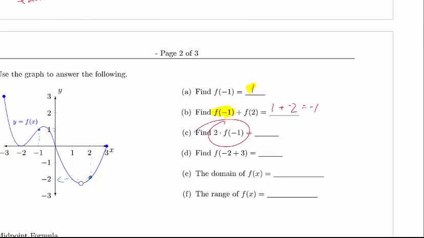Now what about 2 times f of -1? Alright, so f of -1, we already know what that is. So this just becomes 2 times 1, which is 2. Alright, now what about this one? So note, this -2 and +3 are inside the parentheses. So if it's inside the parentheses, we have to evaluate what's inside the parentheses first. This is true for just general functions. This is true for any arithmetic operations.